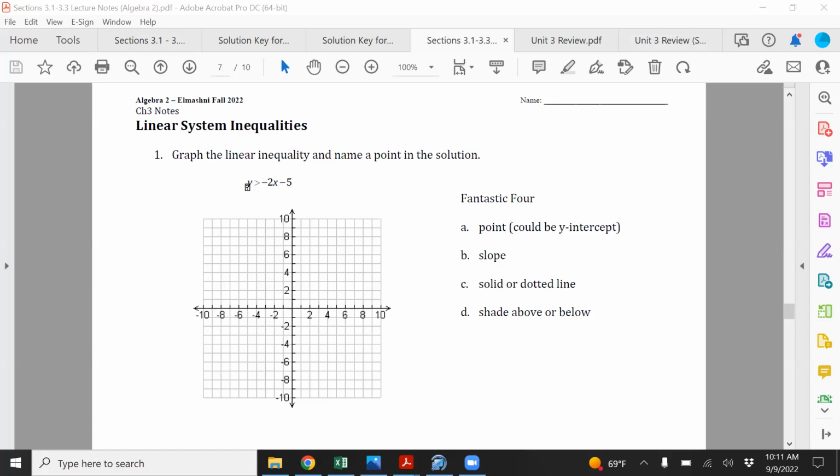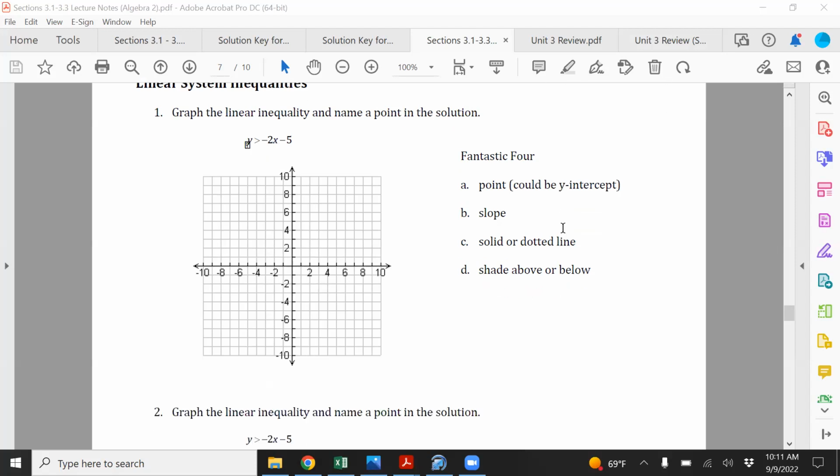Okay, so let's review linear inequalities. And Cam, let's focus next. All right. Okay, so actually, I kind of like that. And these are not quite my notes. Well, they're not my notes, so I use them. The Fantastic Four. I haven't really thought to use this, but it's kind of neat.